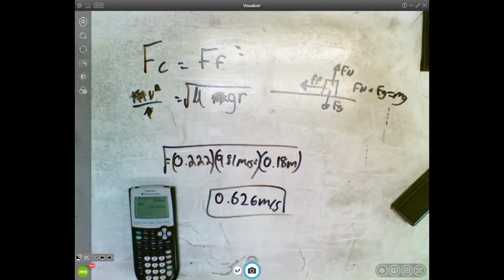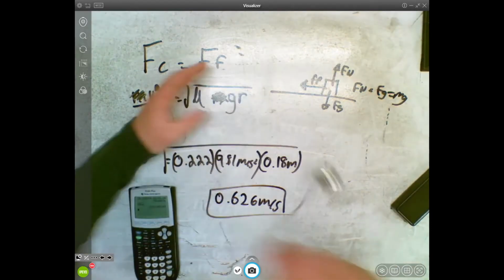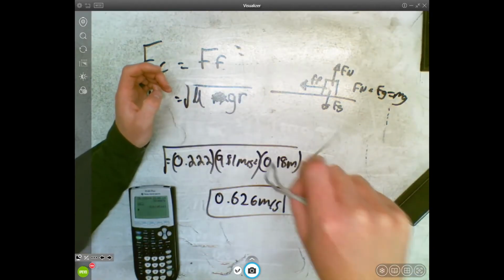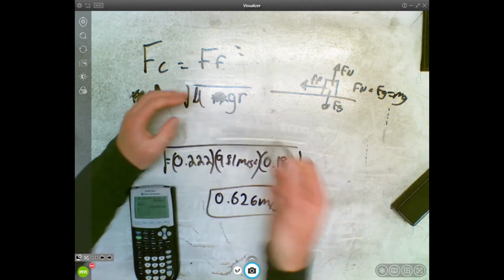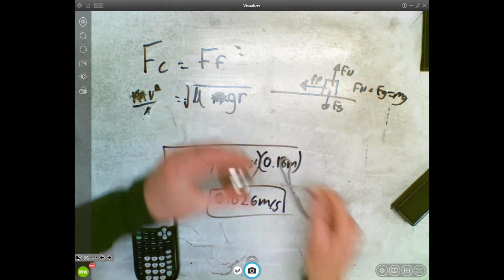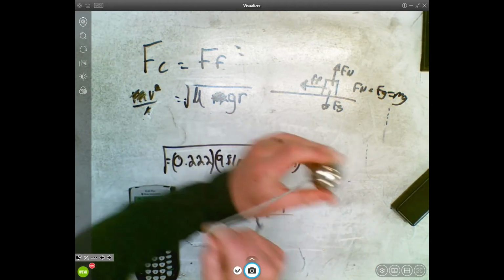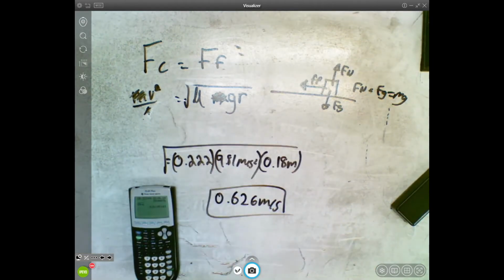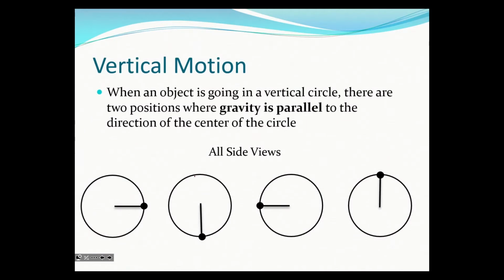When we're talking about a horizontal circle, we're talking about something spinning like this. When we're doing a vertical circle, we're talking about something spinning like this, right? Upwards like that. That's a vertical circle. So these are all side views here. So think of this as like a loop-to-loop on a roller coaster, but I'm swinging a string.